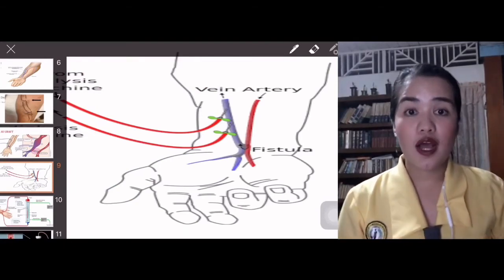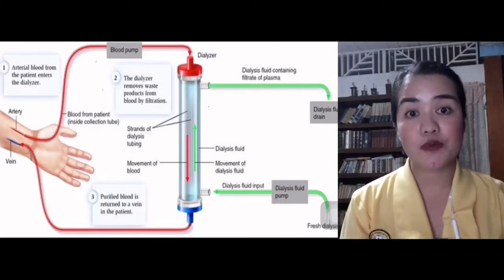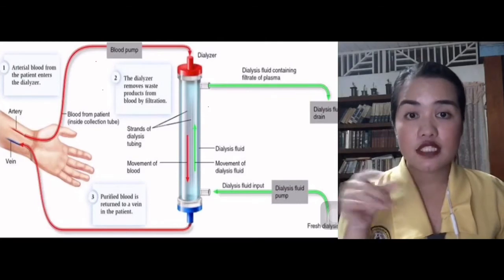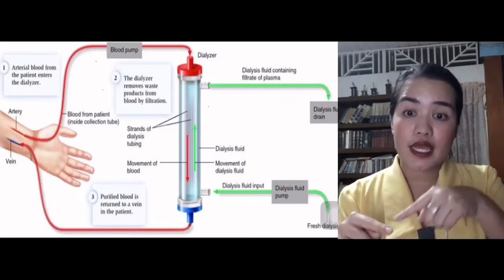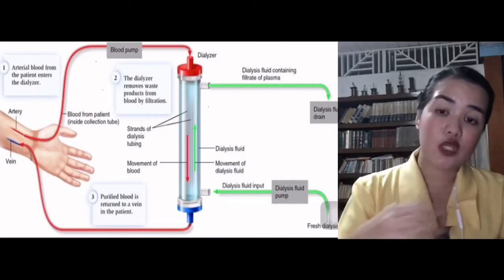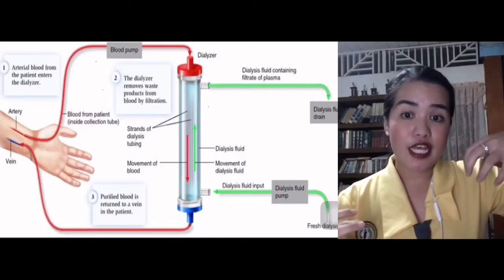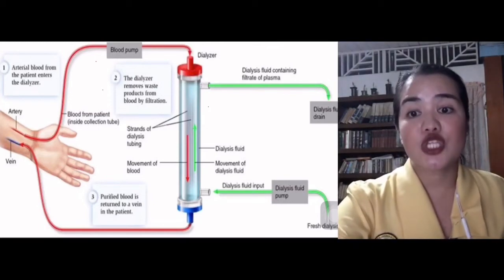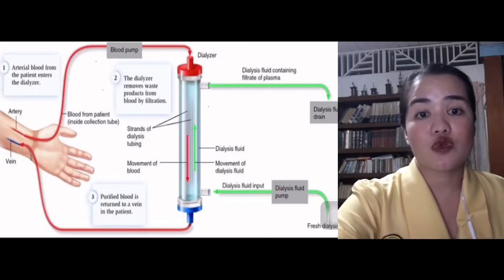Okay, so let us say for example we're going to use the AV fistula since it is the most preferred site. Once it is healed, the nurse will insert two needles. One needle is for the passage of blood from the patient to the dialyzer, and one needle with a collection tube will be the passage of blood from the dialyzer back to the patient. So the arterial blood from the patient enters the dialyzer through the collection tube.